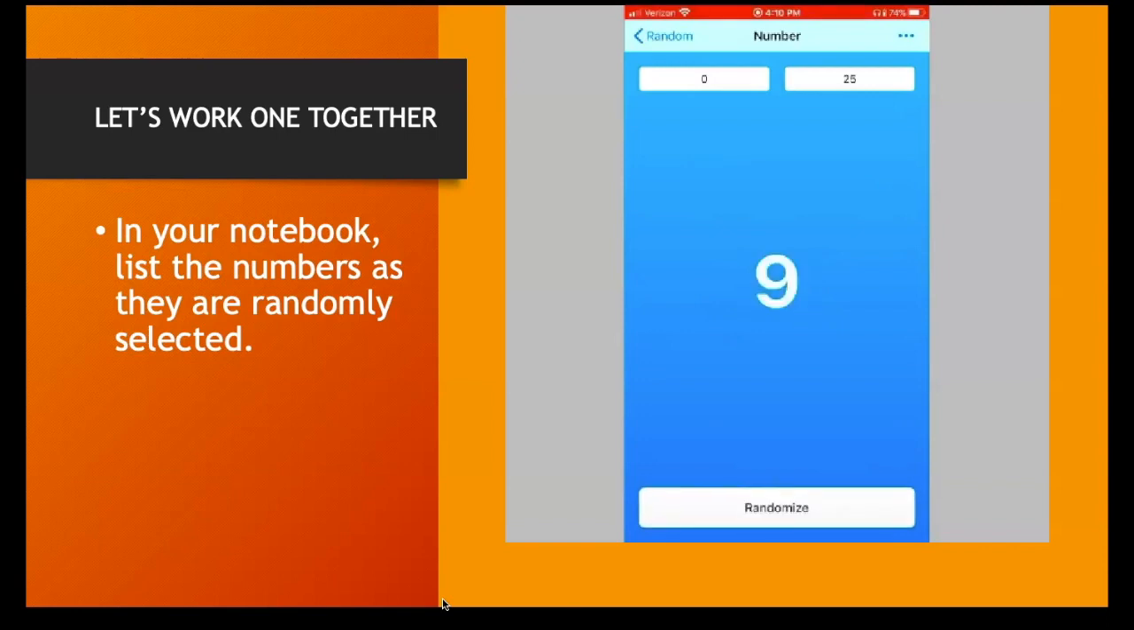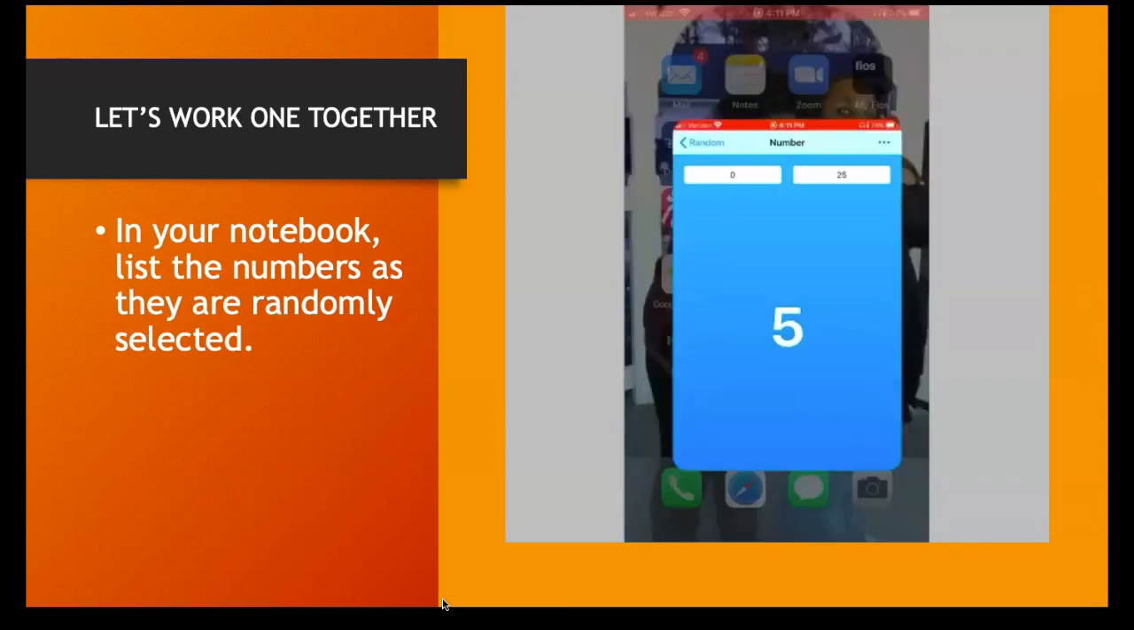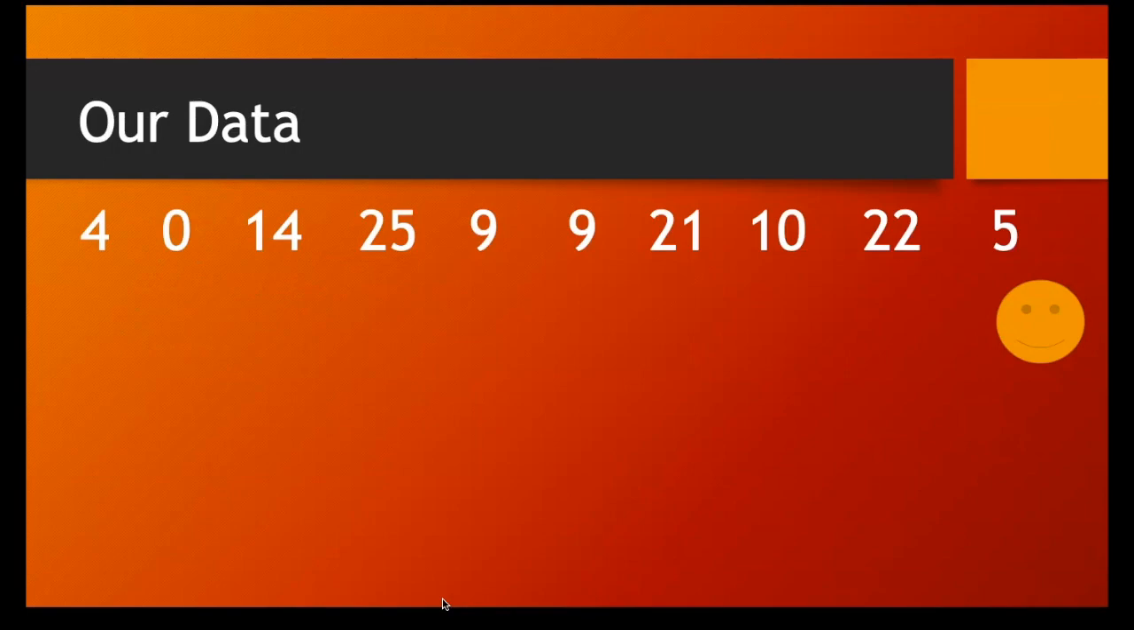Almost there. Great job. Did you get them all? Go ahead and count and see how many numbers you have listed in your notebook. Hopefully you have 10. Here are your 10 numbers. So that's the numbers that came up: 4, 0, 14, 25, 9, 9, 21, 10, 22, and 5.